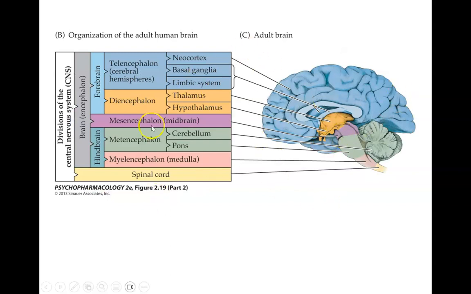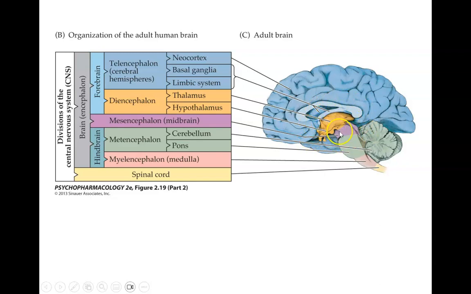So here you can see the major structures, the forebrain, the midbrain, and the hindbrain. And we can further break the forebrain up into the telencephalon, which is largely made up of the cerebral cortex and a few subcortical structures. So we have the neocortex, the basal ganglia, and the limbic system. And then we have the diencephalon, which is made up of the thalamus and the hypothalamus.